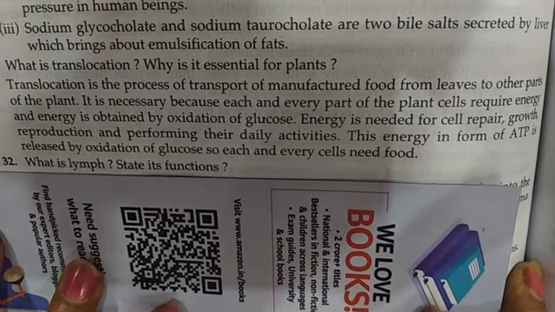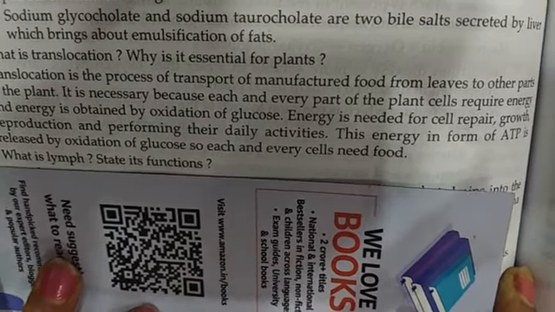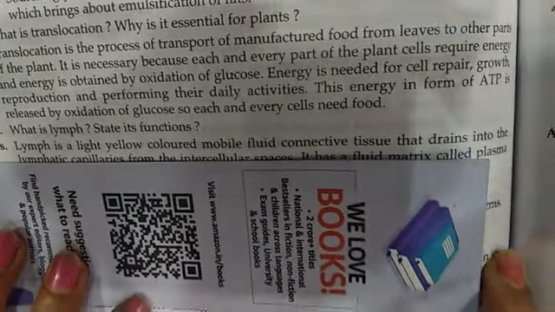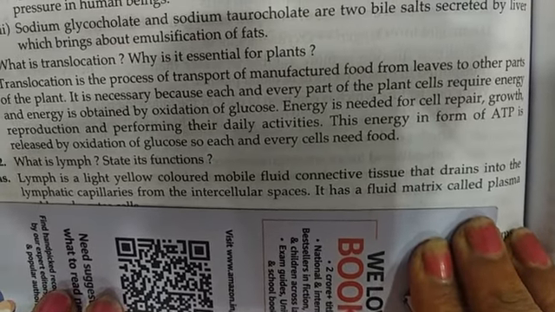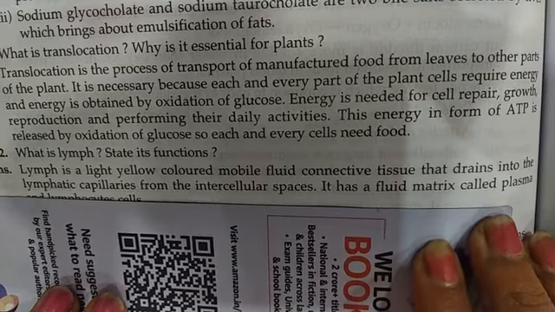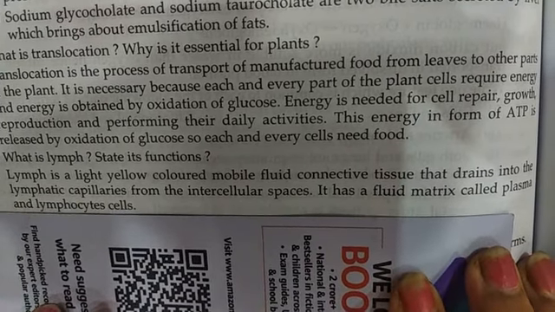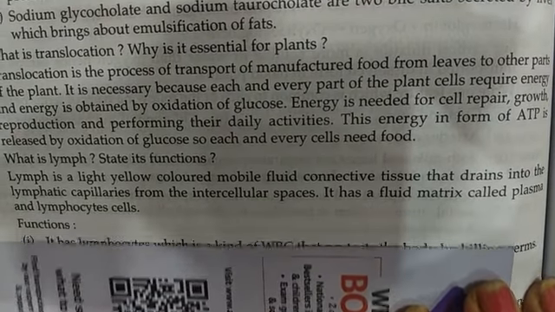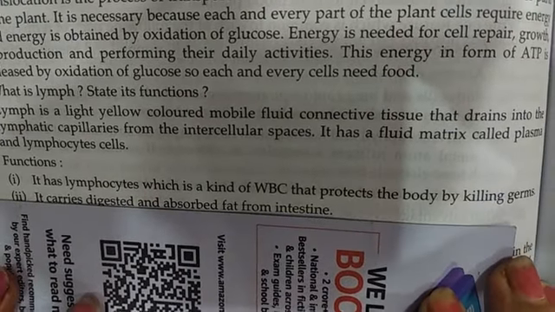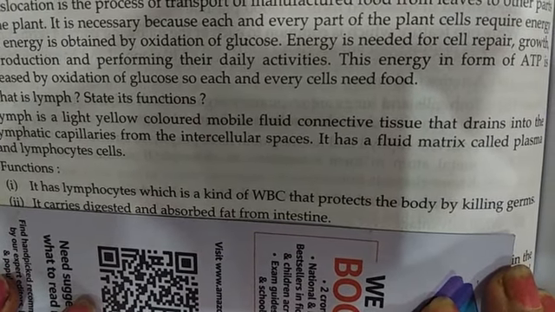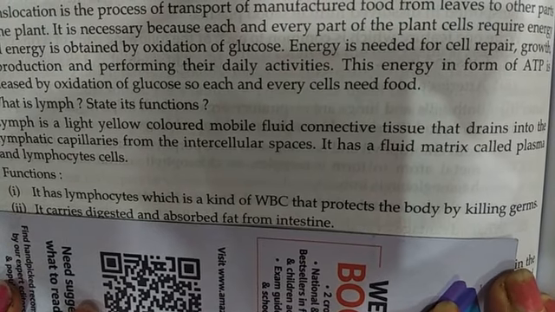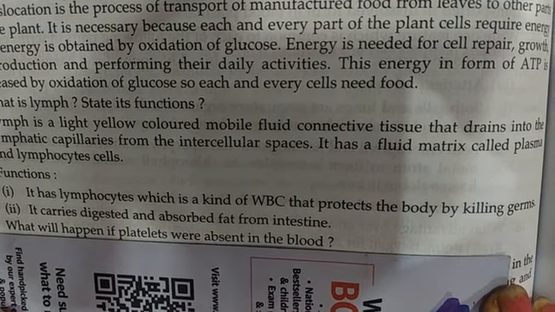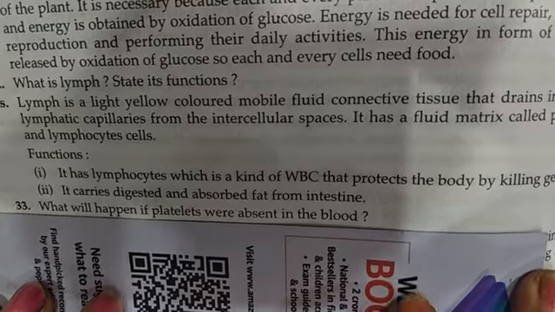32nd, what is lymph? State its functions. Lymph is a light colored mobile fluid connective tissue that drains into the lymphatic capillaries from the intercellular spaces. It has a fluid matrix called plasma and lymphocyte cells. Functions: it has lymphocytes, which is a kind of white blood cells that protects the body by killing germs. It carries digested and absorbed fat from the intestine. So these are the 2 points, the functions.